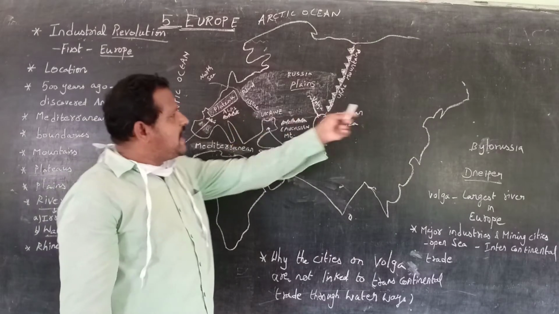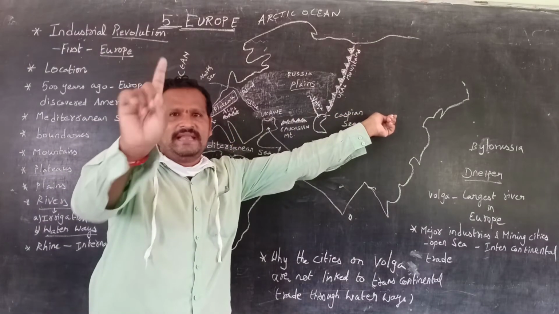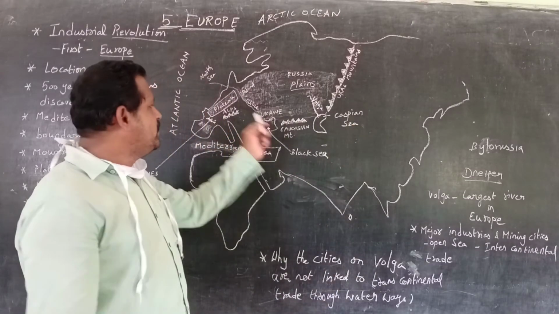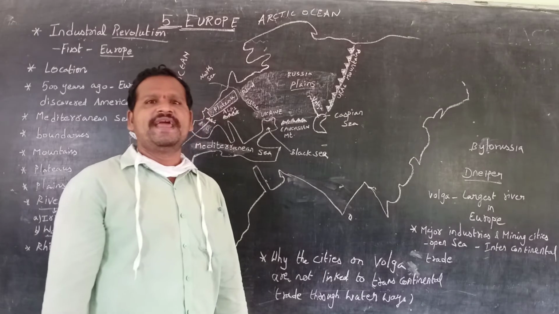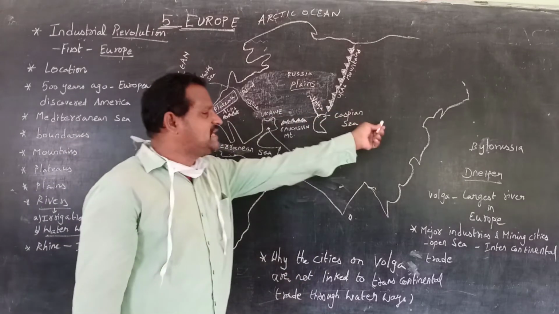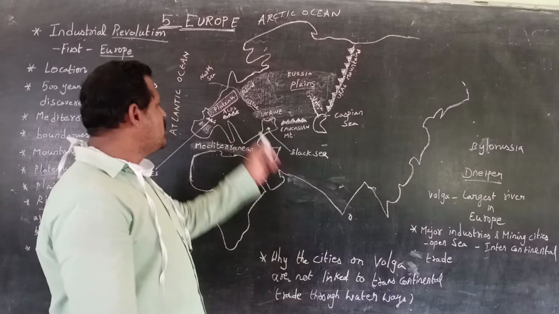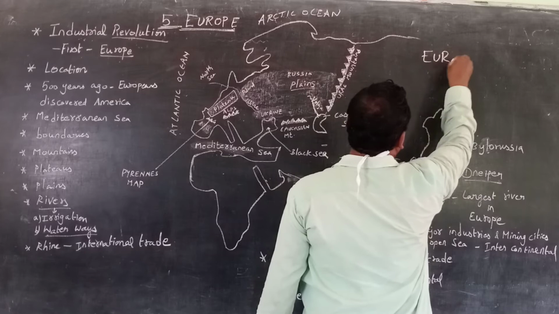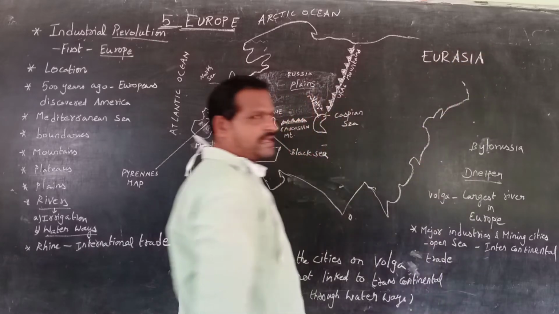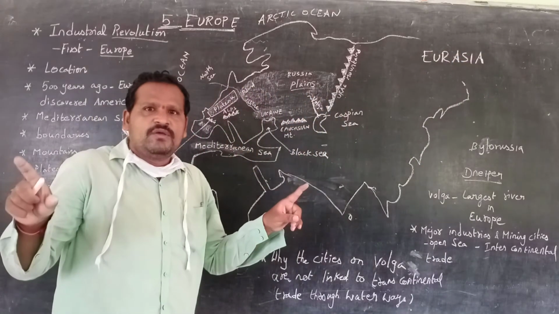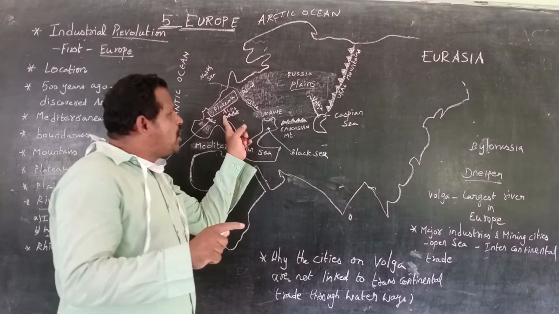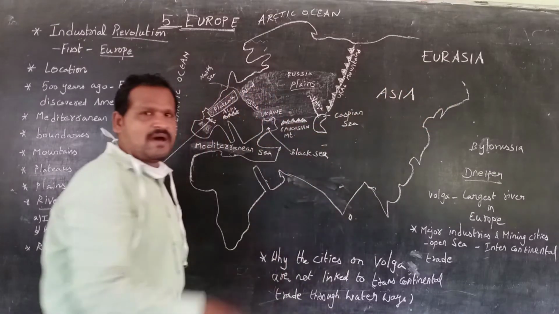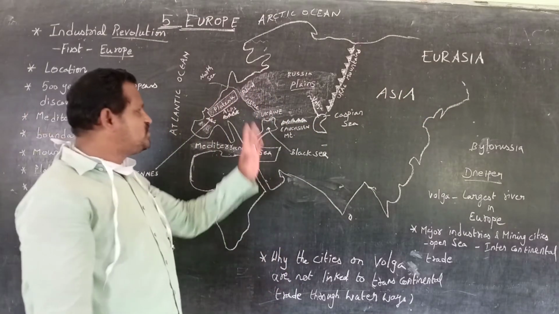Children, Europe and Asia are one landmass. Therefore, Europe and Asia together are called Eurasia. When you see the map, when you see the atlas, you can observe Europe and Asia. This is Asia, children. Europe and Asia are one landmass, therefore it is called Eurasia.